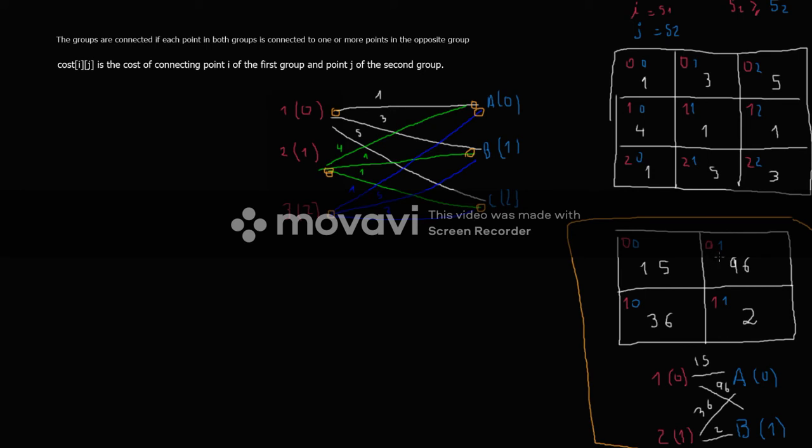So 0 1, we connect the 0 point of the first group to the 1 point of the second group, okay? And the cost is 96. And then 0 to 1 to 0, 36, and 1 to 1 is 2, sorry, okay?